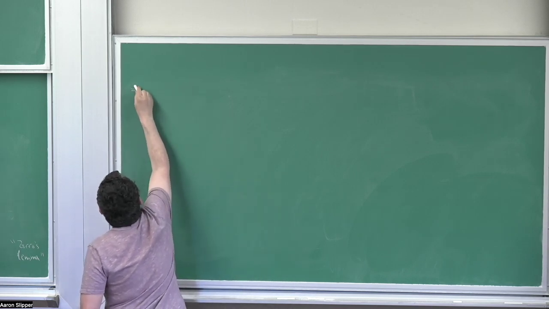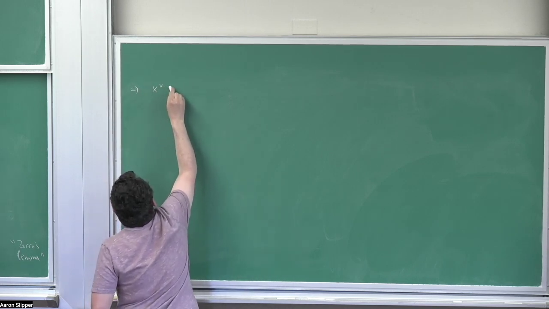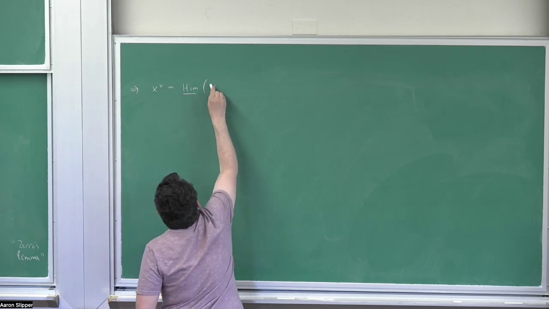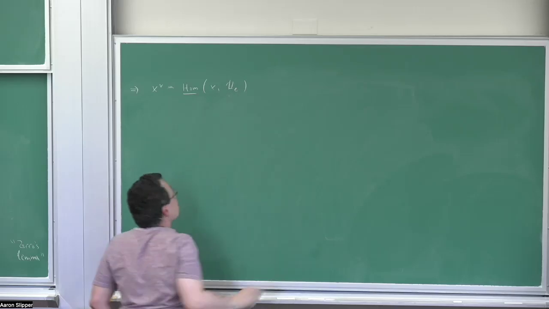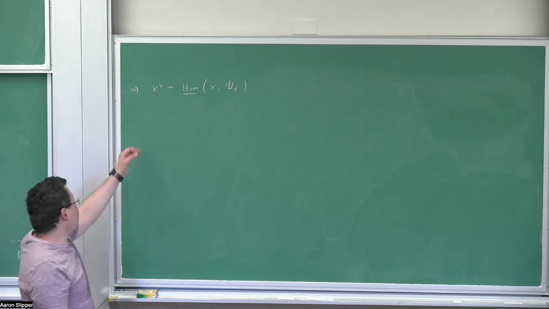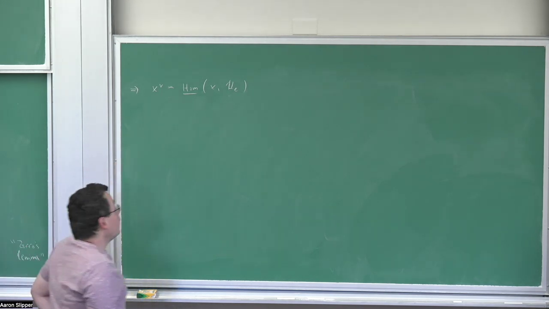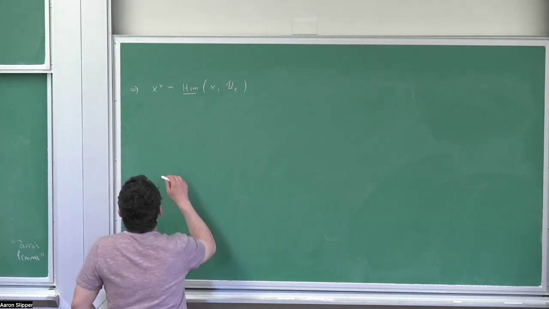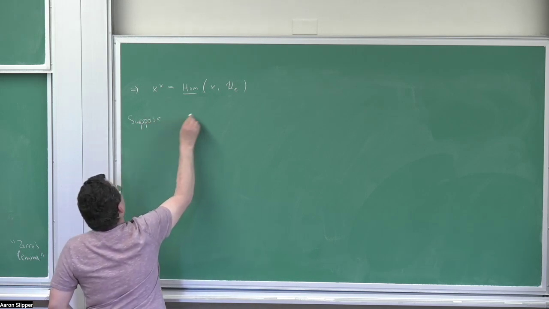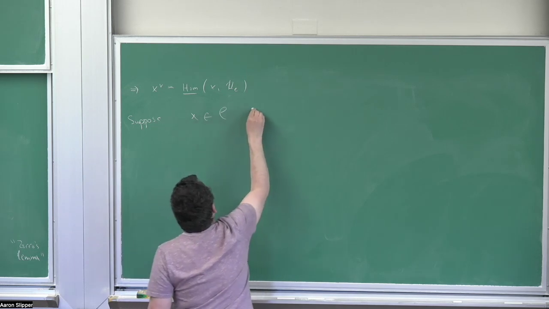By the way, a consequence of this definition is that X check is the internal hom from X to the unit. I'm not asking for the category to be closed, but this thing has to exist. So now suppose X is a dualizable object.